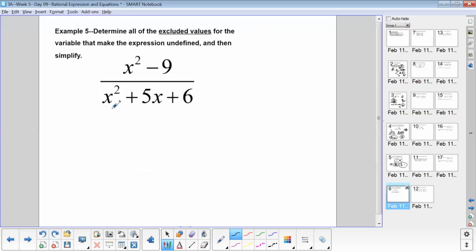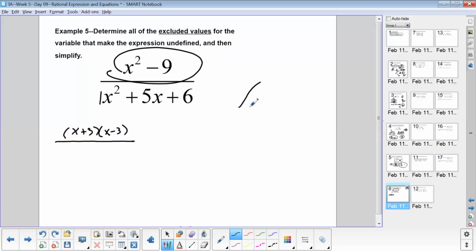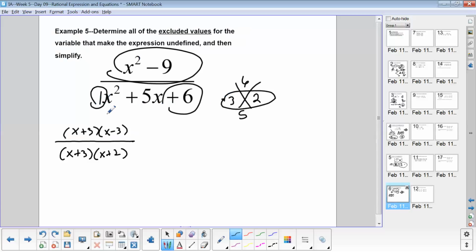Given this expression, start to recognize some of these forms from exam 1. X squared minus 9, that is a difference of squares. That's going to be x plus 3, x minus 3, all divided by, a is 1, I need two numbers to multiply to give me positive 6, add to give me 5, and that would be 3 and 2. So that would be x plus 3, x plus 2. And remember, I can take them from right there, those factors, because a is 1.